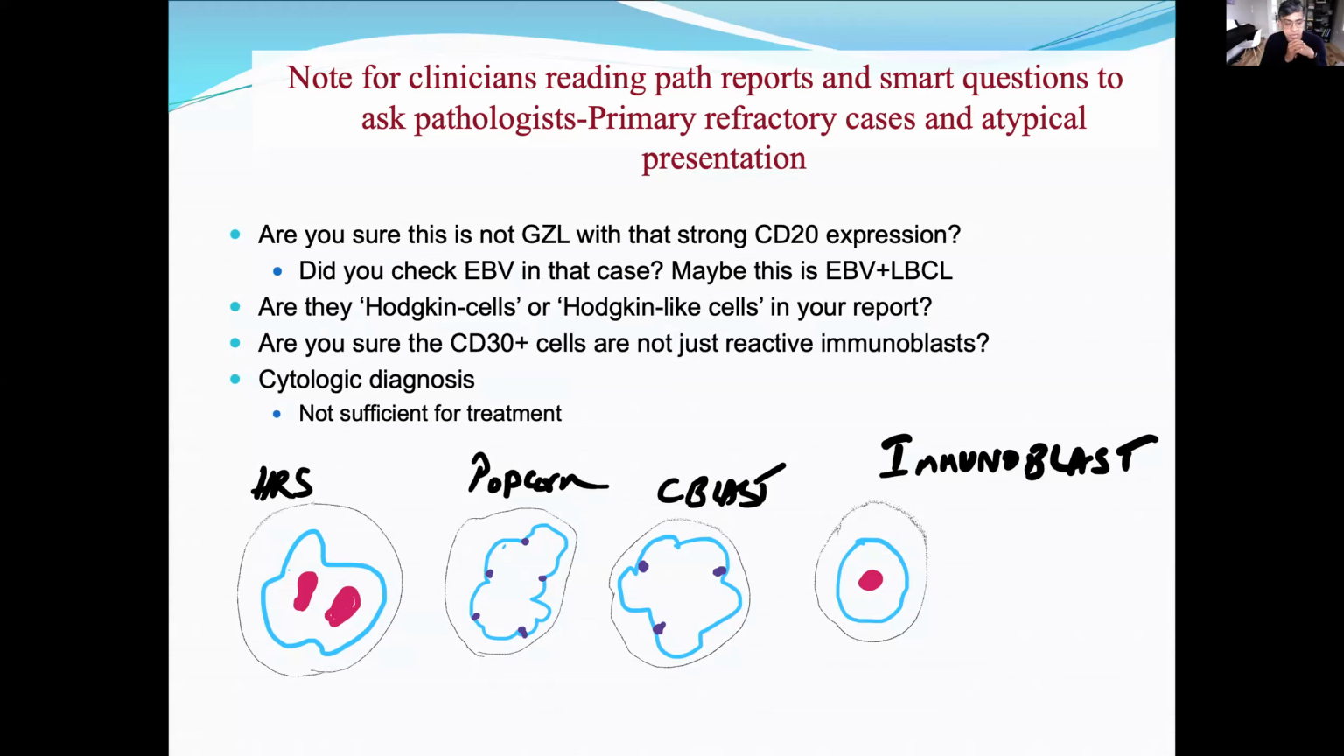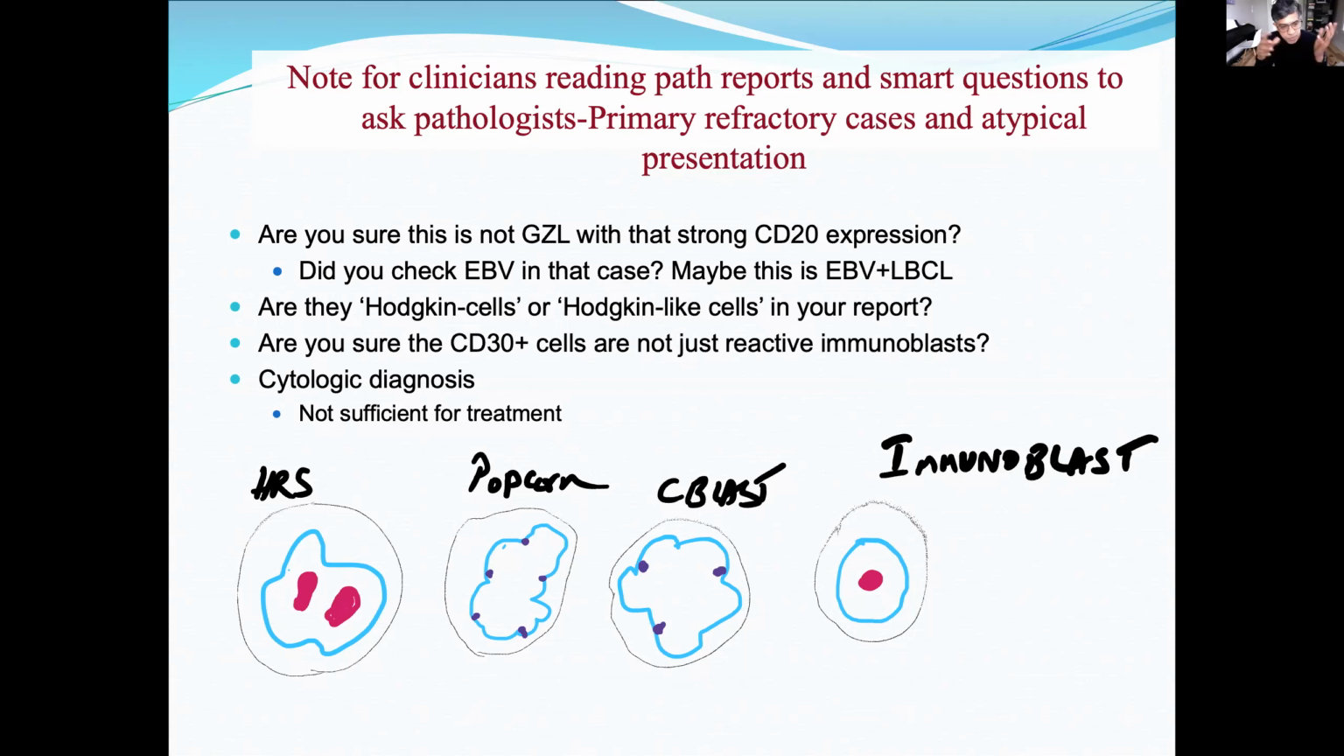That's something to think. Are these really Hodgkin cells or Hodgkin-like cells in your report? So see what the pathologist is using for those Hodgkin cells. Sometimes they'll get away with saying Hodgkin-like cells, which means they're hedging. And are you sure that the CD30 positive cells that you're reporting in your report are not just reactive immunoblasts? Be very careful about that, because EBV reactivation can be mimicking Hodgkin all the time. I have not discussed that, but that's something to think. And one more thing that I face time and again is from cytology.